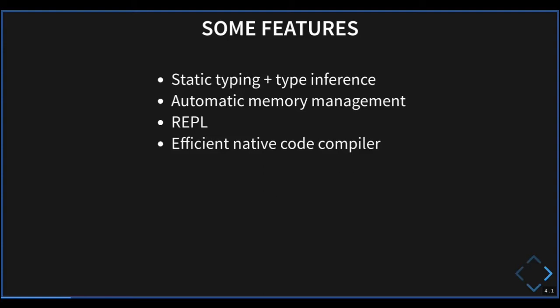There is also a pretty efficient native code compiler, so if we need some more performance, we can compile the OCaml code to machine code, and it is pretty efficient for a functional programming language. Of course, code written in, for example, C or C++ still would be faster, but it's pretty good for a functional programming language.